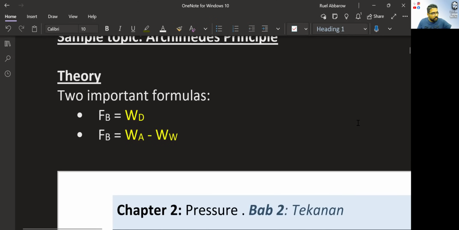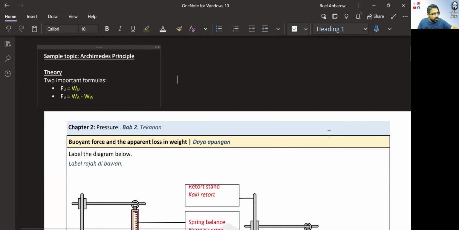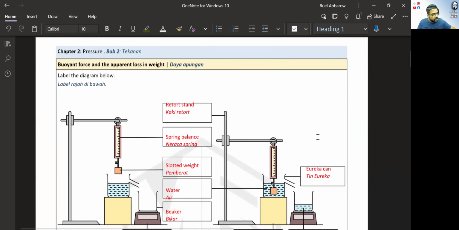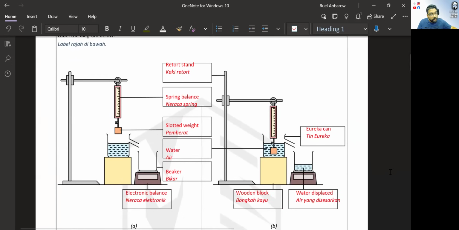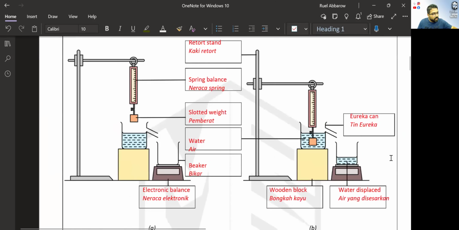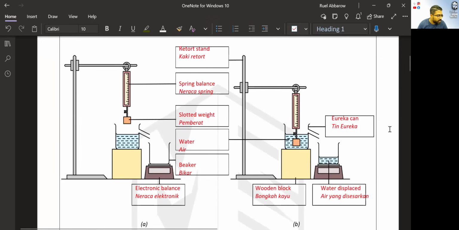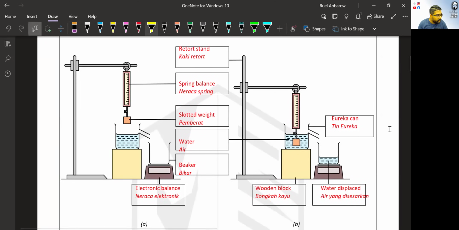Okay, so there is one experiment in this topic in your textbook, and this is the setup that is used. Let's look at the apparatus first. Apparatus and materials: we have the retort stand, and then you have a wooden block here. What I want you to pay attention to is number one, this Eureka can. A Eureka can is basically a container, a metal container or a glass container, it doesn't matter, but it has a spout that is coming down like this.